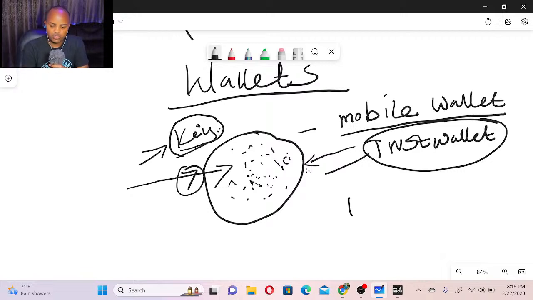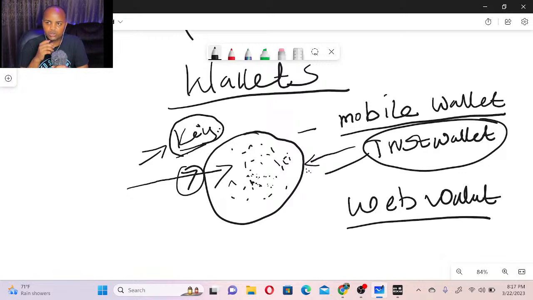We also have the web wallet. This web wallet we are talking about is just the same as this crypto.